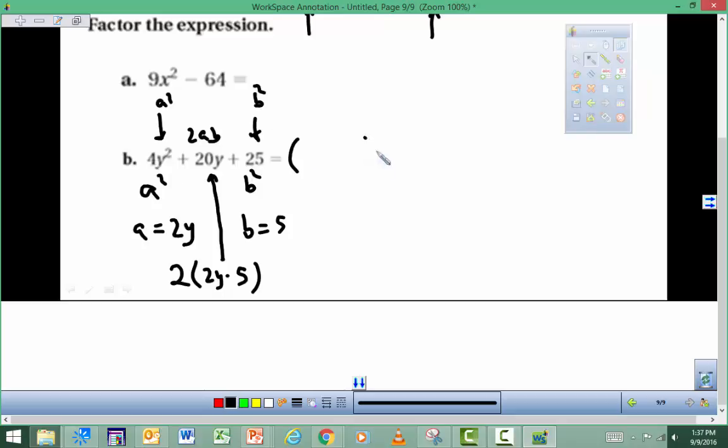And so now you can say this is a perfect square. And please tell me what goes in here. 2y plus 5. How do you know it's not minus 5? This here is not negative, right? It's positive. Okay, so that's the only difference.